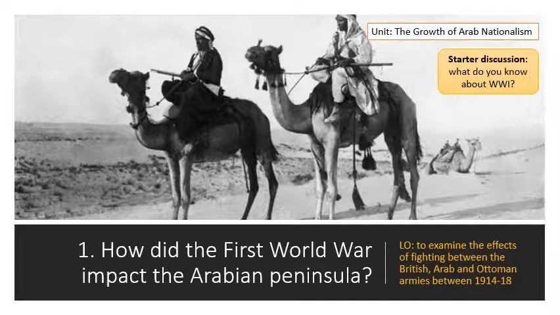This is the first lesson in our final topic, which is all about the growth of Arab nationalism. The focus is: how did the First World War impact the Arabian Peninsula? And the first thing that I'd like to do is to have a think about what you know already about the First World War. It could be in any part, whether it's in Europe, whether it's in Africa, or even in the Middle East and the Arabian Peninsula. Put that into the first question as part of the Microsoft assignment.